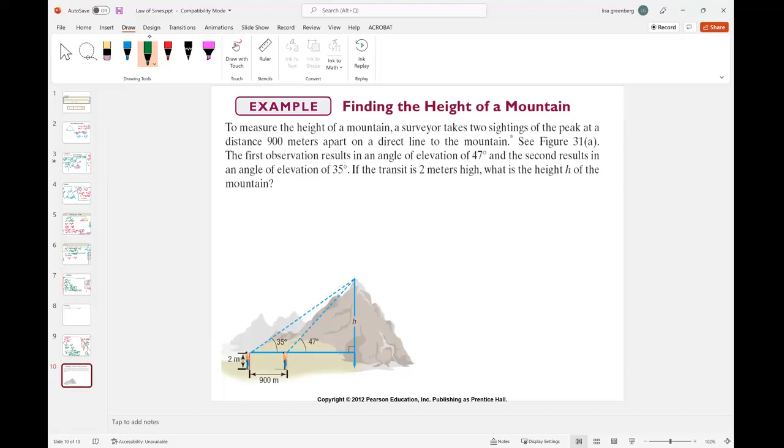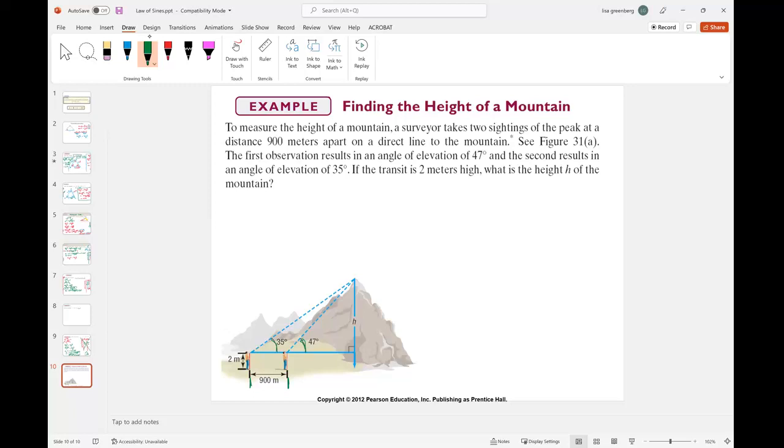So to measure the height of a mountain, a surveyor takes 2 sightings of the peak at a distance of 900 meters apart. So between these two are 900 meters, so I know that side of the triangle. The first observation results in an angle of elevation of 47 degrees, which we can see is right here. And the second results in 35 degrees, which is right here.